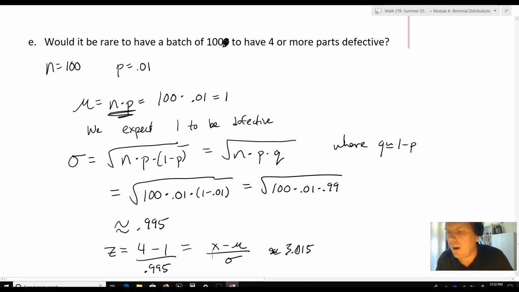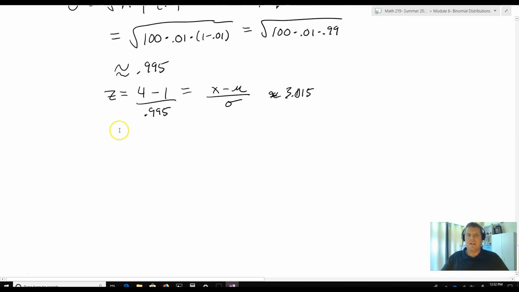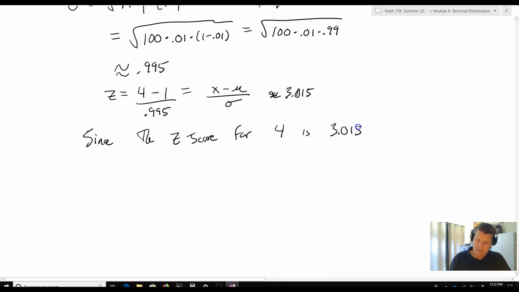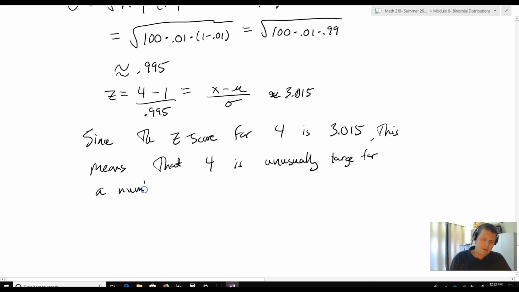Now, all we need to do now is interpret that. So to interpret that, since the z-score for 4 is 3.015, this means that 4 is unusually large for a number of defects, because it's greater than 2 standard deviations away from the mean.